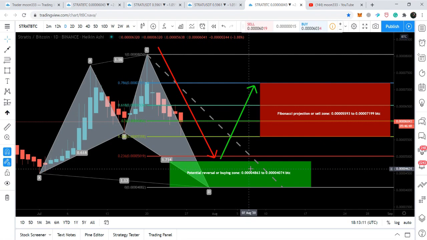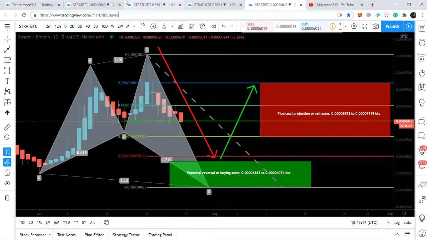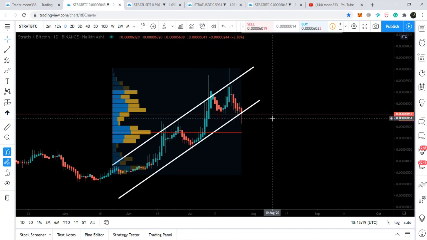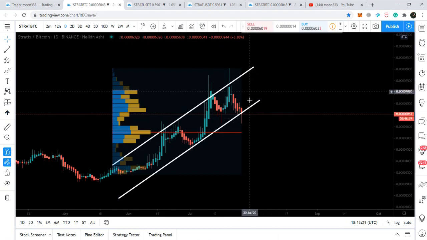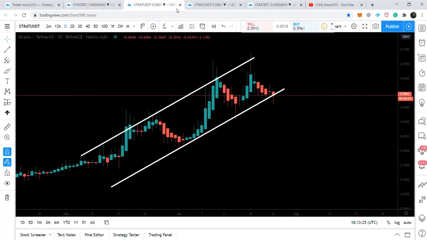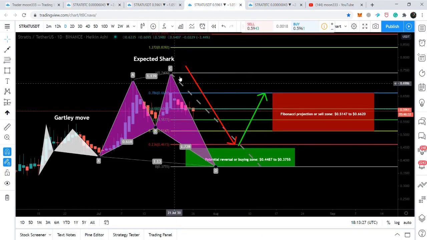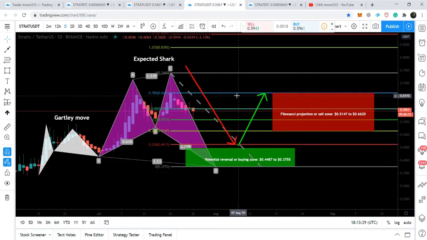So this was the update so far. I'm expecting that it can move a little bit more down, even spike beyond the support of this channel, and after that it can re-enter the channel up to this level as I have defined as per the Fibonacci sequence of these patterns.